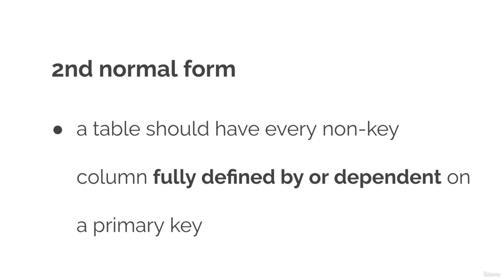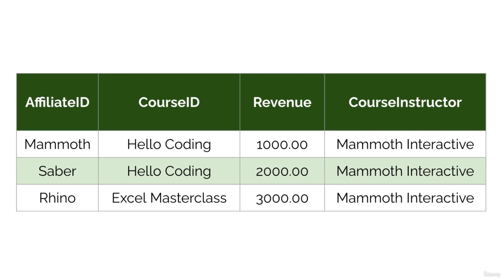This one is a little more complex, so pay attention. Take a look at this table. Do you see any potential problems with this table? We have properties affiliate ID, course ID, revenue, and course instructor. Being able to understand a table and what it's trying to describe is a valuable skill and important, especially when you're applying for a company. In this case, we have a table that's describing the sales of a course across different affiliates.